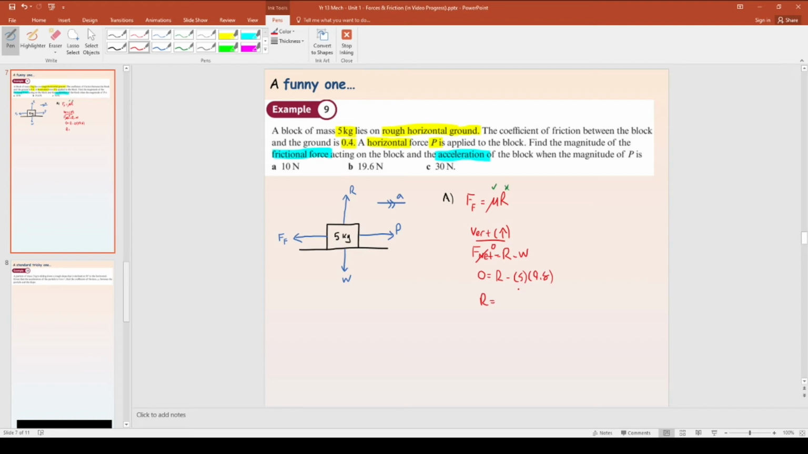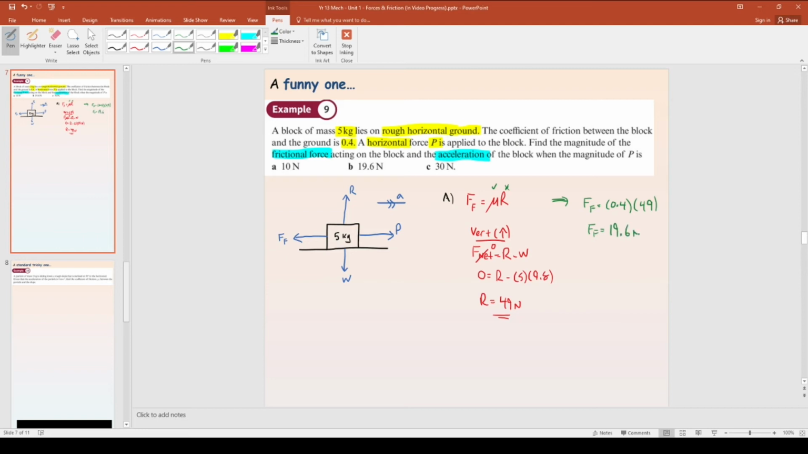9.8 times 5, 4.9 is it by any chance? 49, yeah, exactly, good. 49 newtons. Cool. So the normal contact force is that. Which means for part A then, the force of friction that you could get would be not 0.4, because that was the coefficient of friction, times 49. So let's do it. The force of friction that you could have got was 0.4 times 49 equals 19.6 newtons.